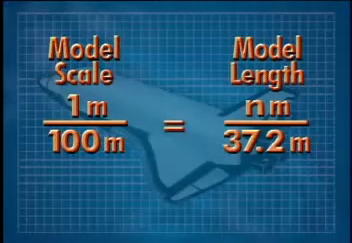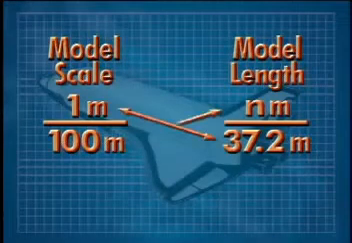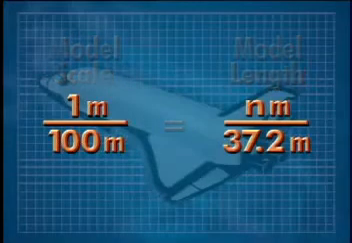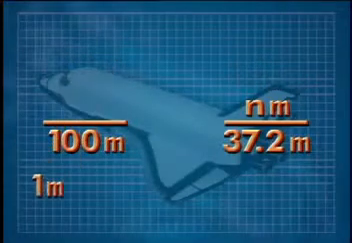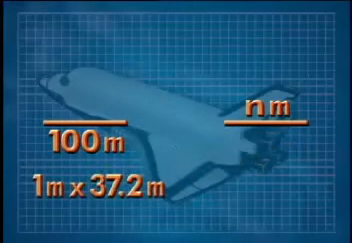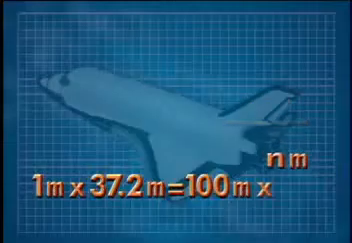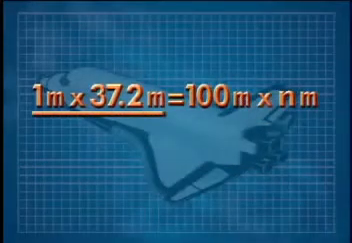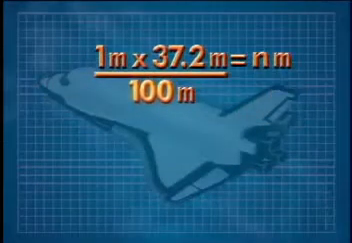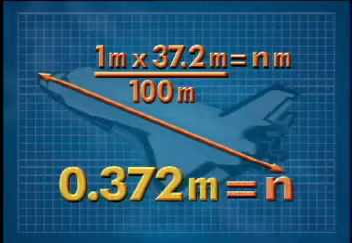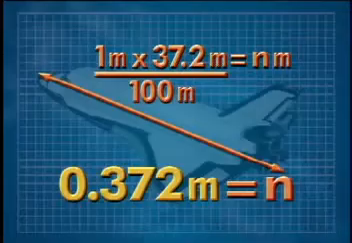Now remember, in a proportion, the cross products of the two ratios are equal. We write the cross product as 1 meter times 37.2 meters equals 100 meters times n meters. Dividing 37.2 by 100 gives us the length of the shuttle model, which is 0.372 meters, or approximately 14.5 inches.